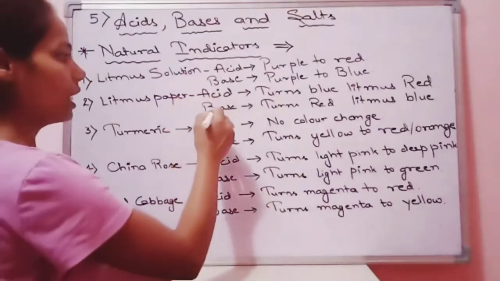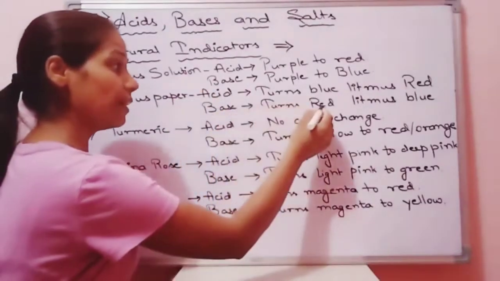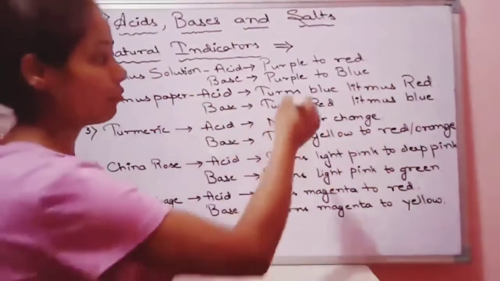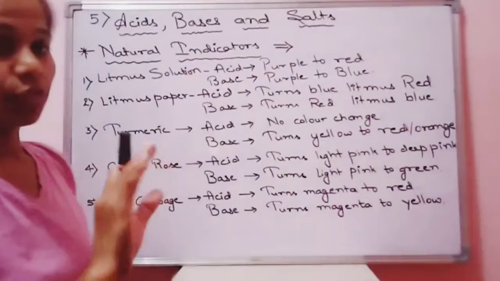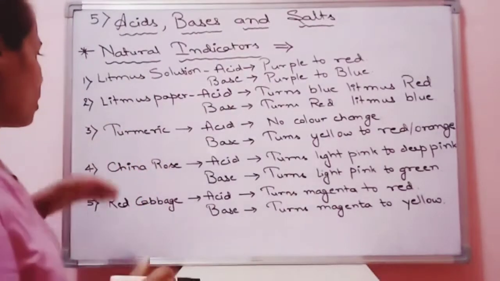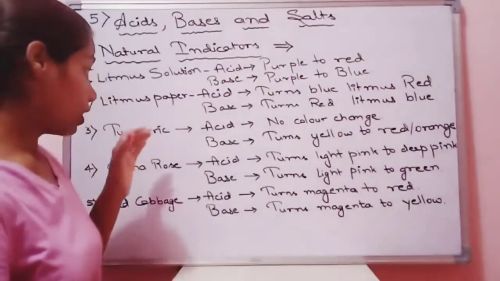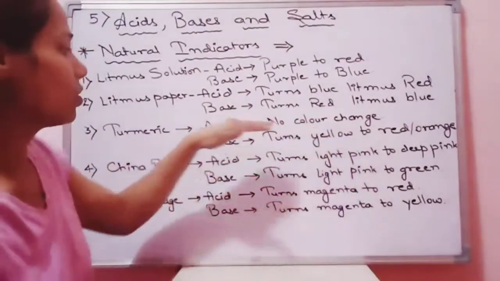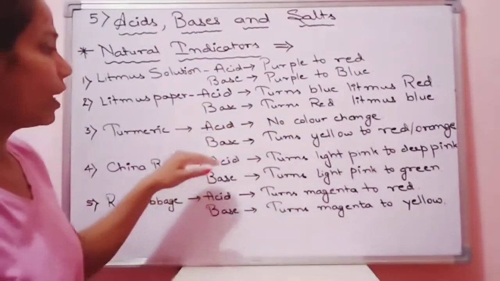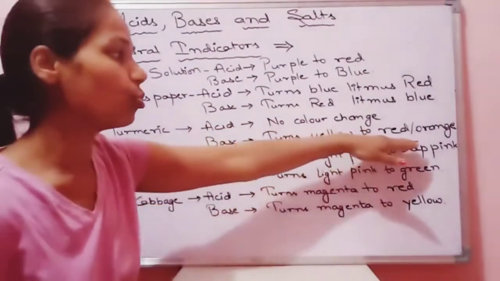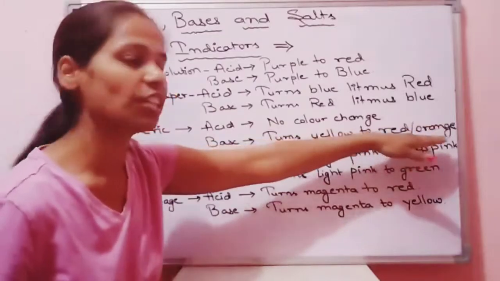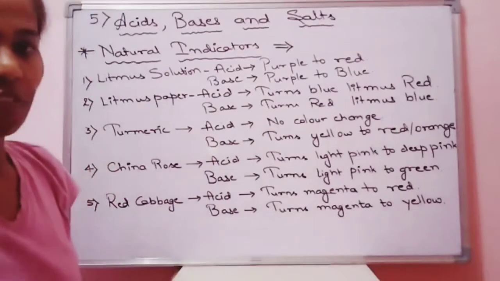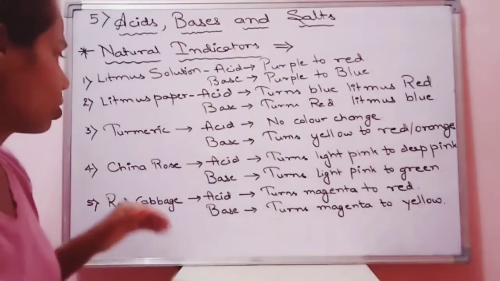Okay. Similarly, in the basic solution, a red strip when dipped gives blue color, whereas if you dip the blue strip, it will not change its color. Next we are having the turmeric solution. The turmeric solution gives no color change in the acidic solution, whereas it turns from yellow to reddish orange color when it is dipped in the basic solutions. Okay, when it is dissolved in the basic solution.